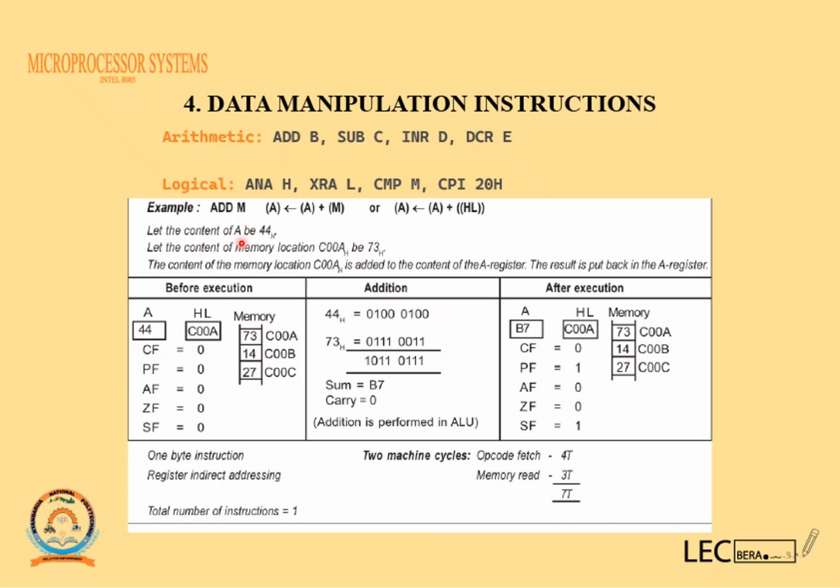So we have an example here. We have ADD M, which is a good example. What we are doing is adding to the accumulator what is found inside memory M. M is a memory location. And we have an illustration here. We are going to take what is inside the memory location, add it to what is inside the accumulator, and then store the result in the accumulator. That can be achieved by this instruction.